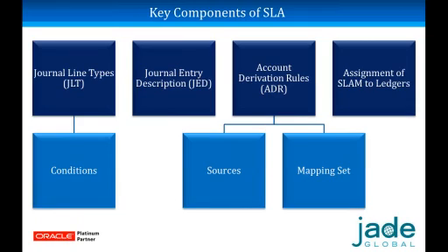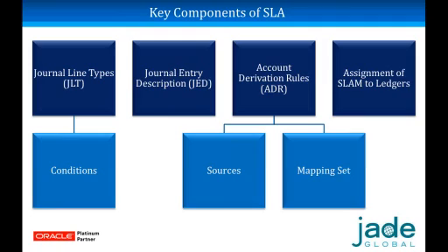Now this slide contains the subcomponents that complete the SLA configuration. I will show the screenshots of this when we go to the copy and modify section. The journal line type consists of conditions that are configurable. The seeded journal line types already come with seeded conditions. You can add to the existing conditions as per your requirement. The journal entry description, or JED, consists of additional information at your journal entry header or journal line.